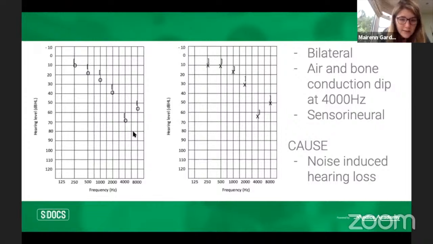And what you get, if you look in both pictures, is that there's quite an obvious dip at about 4000 Hertz. This is indicative of noise-induced hearing loss. So often noise-induced hearing loss is bilateral, and they'll have this dip. Again, another thing that's just really useful to remember, because it might come up and it's quite easy to be examined on.